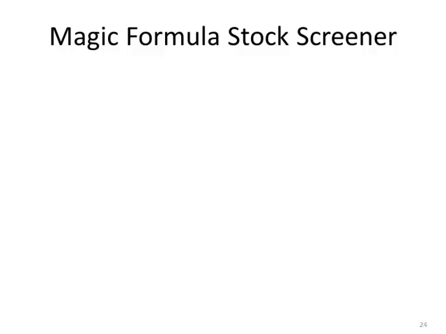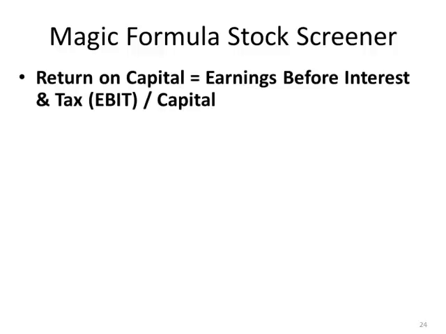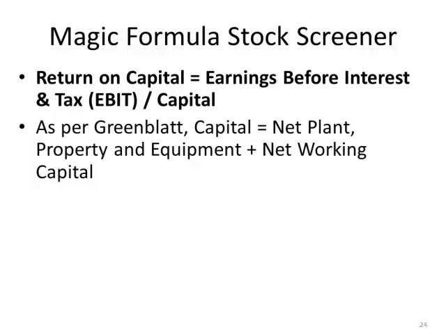Magic Formula Stock Screener. So the return on capital is defined as the earnings before interest and taxes, or EBIT, divided by the total capital. So this is looking at the company's earnings before we pay interest and taxes, divided by our total capital. And as per Greenblatt, capital is equal to net plant, property, and equipment, and net working capital. Okay, so these are the three factors that will make up the total capital.